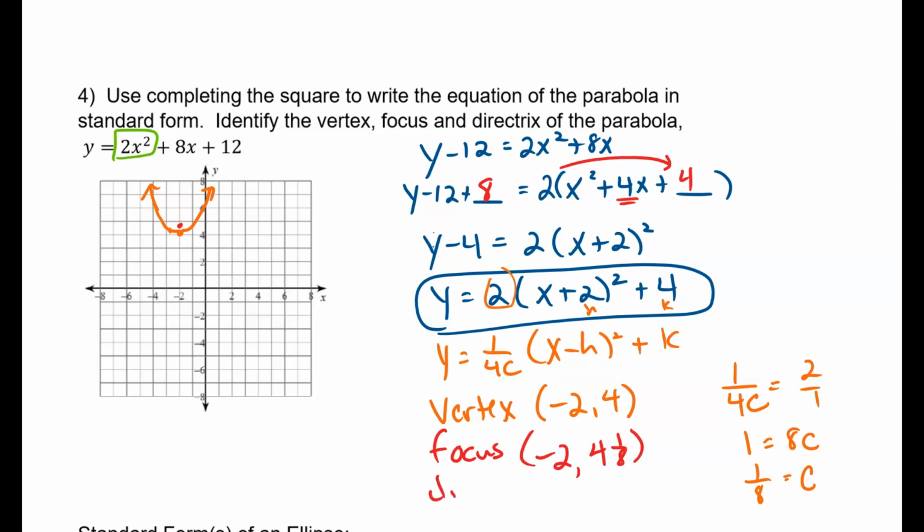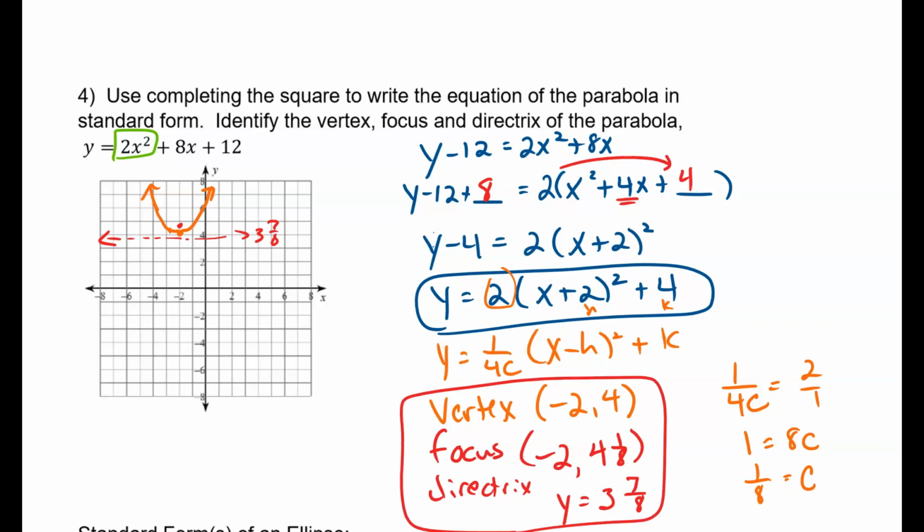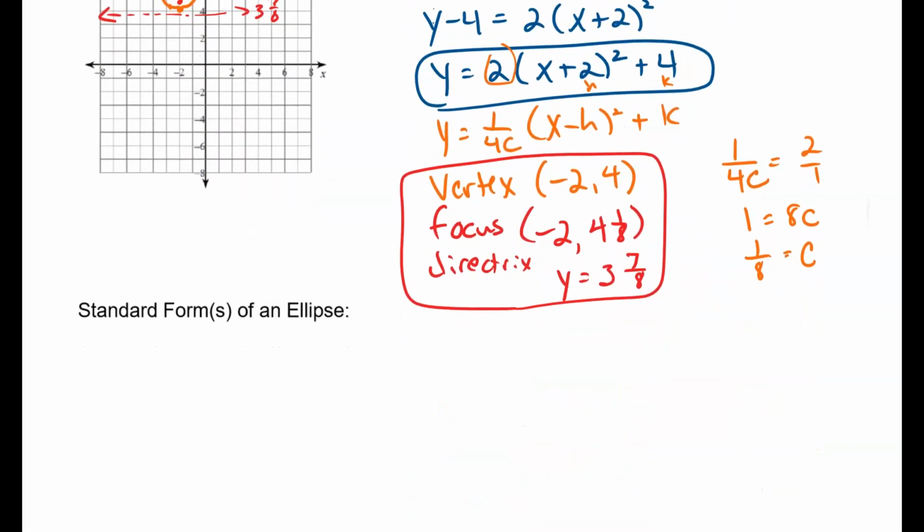My directrix goes in the opposite direction. It's going to be down here, which means I'm going to subtract it from 4, and that's going to give me 3 7/8, my friends. So directrix is going to be a y value. Y equals 3 7/8. So here's all of our values. Okay, good with this. Let's move on.